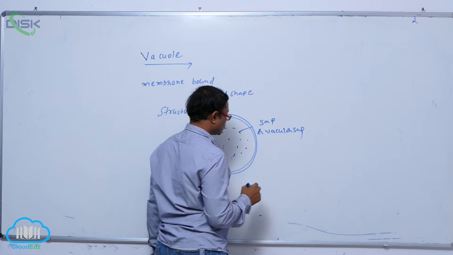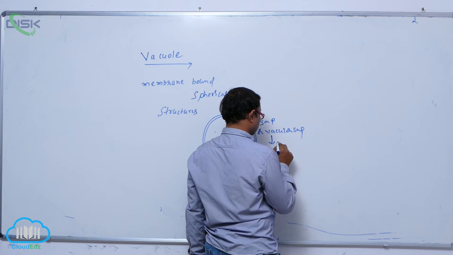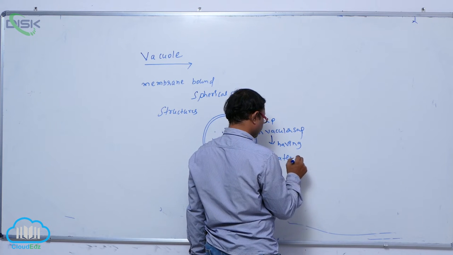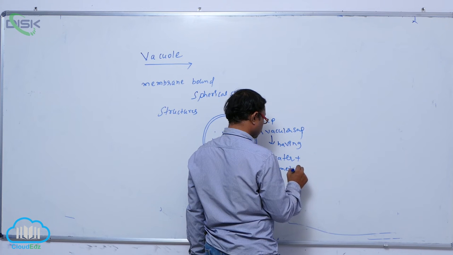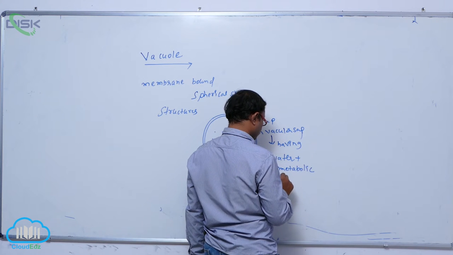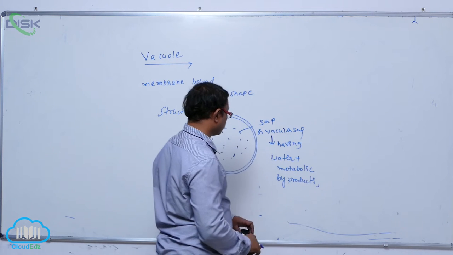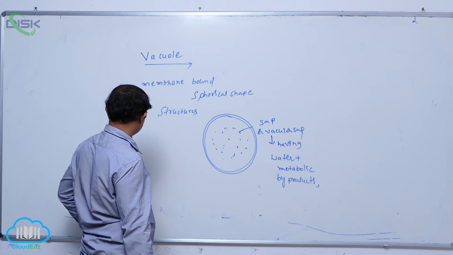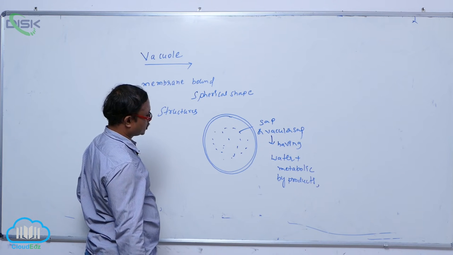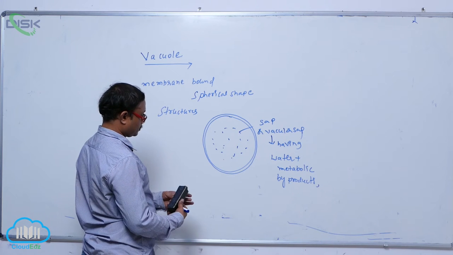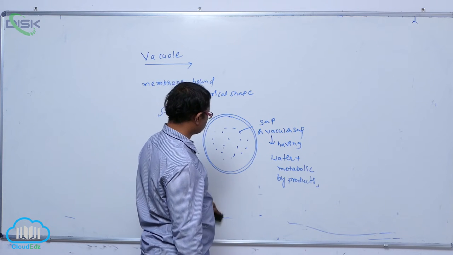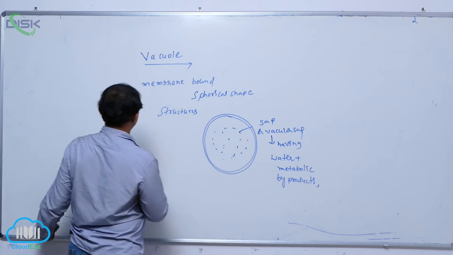This vacuolar sap has water plus metabolic byproducts present in it. Okay, so they are membrane bound structures. Generally, these vacuoles are present only in the plant cells.